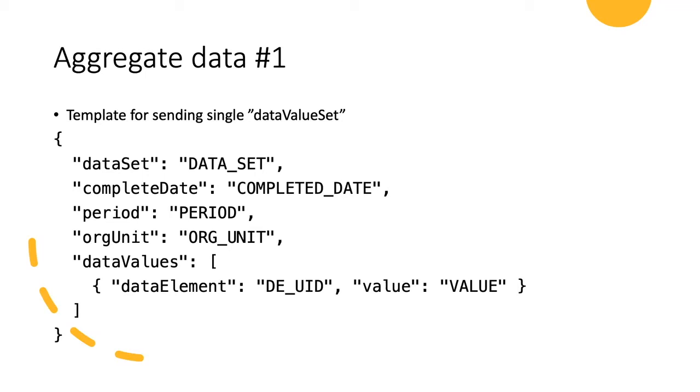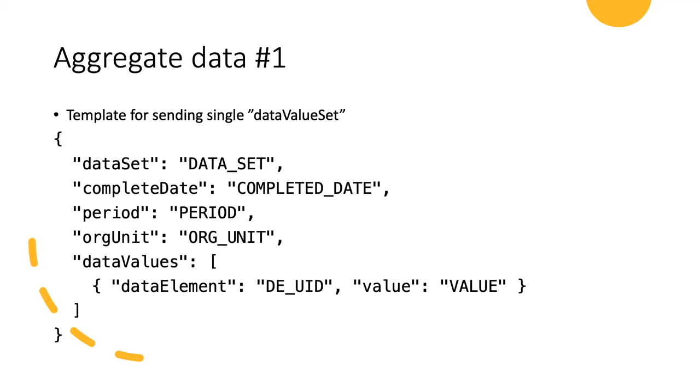But since this is a data value set, the reason it's not just called a data value is that it is also linked to a specific data set. That means that whatever you have in the data values array must be linked to the data set UID. So you can only send in the data elements that are part of the data set. On top of that, for a data set, when you're done with entering data, we have something called a complete date, right? When you go into the data entry app and click complete, that will send a date to the system saying, okay, now this data set is completed. So this API allows you to do that.